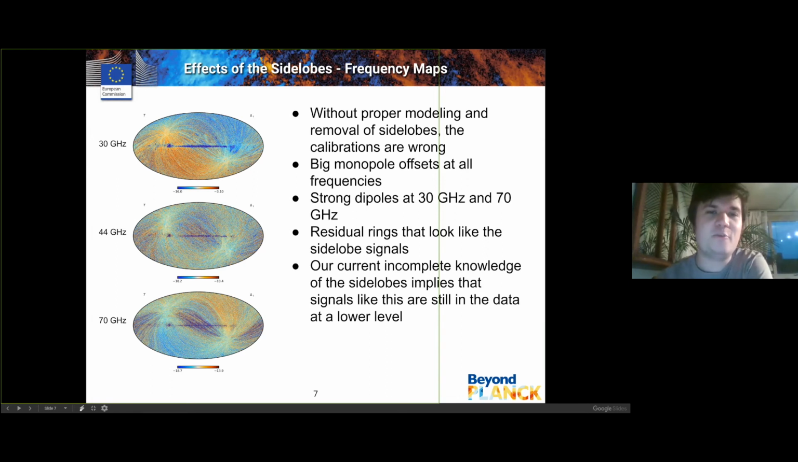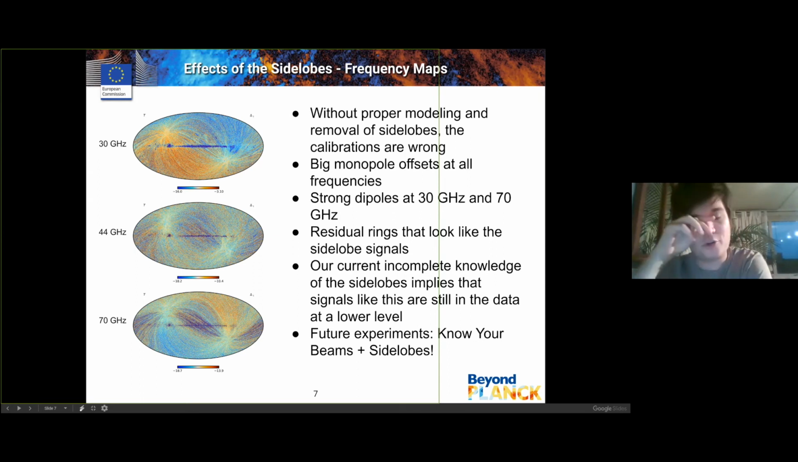Basically the reason this is interesting is that we know the knowledge of the sidelobes is not perfect even as it is right now. So this implies that this same sort of problem is leaking through into our actual data, albeit at a much lower level than this dumb thing of not correcting them at all. So the big takeaway from this for future experiments is that there's no way to know your beams and sidelobes too well. The better you can know them, the easier this analysis process will be at the end.